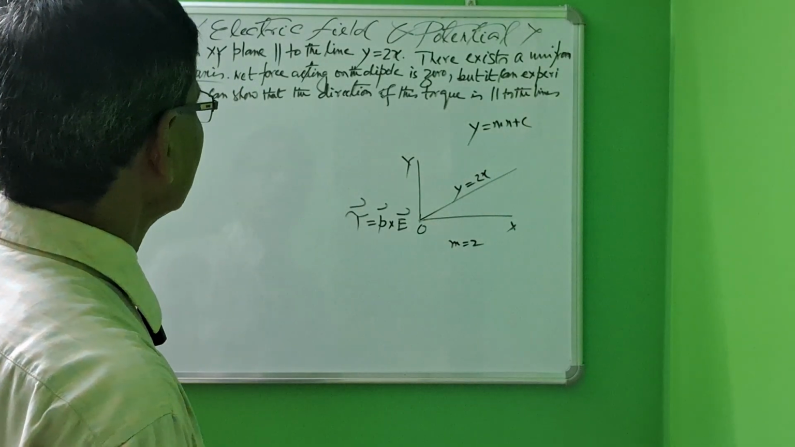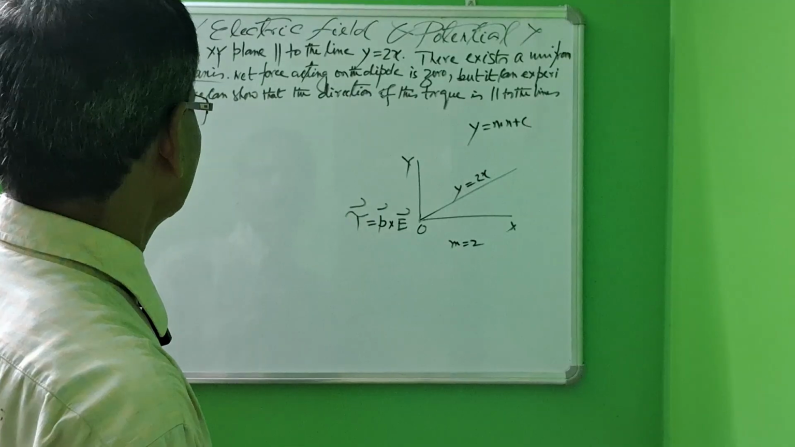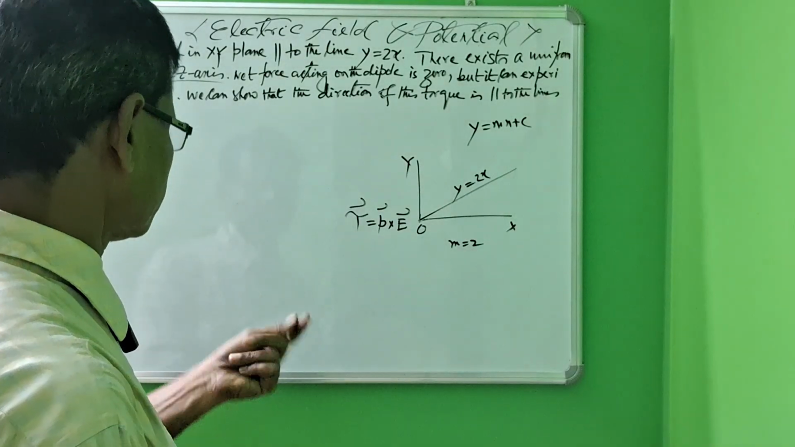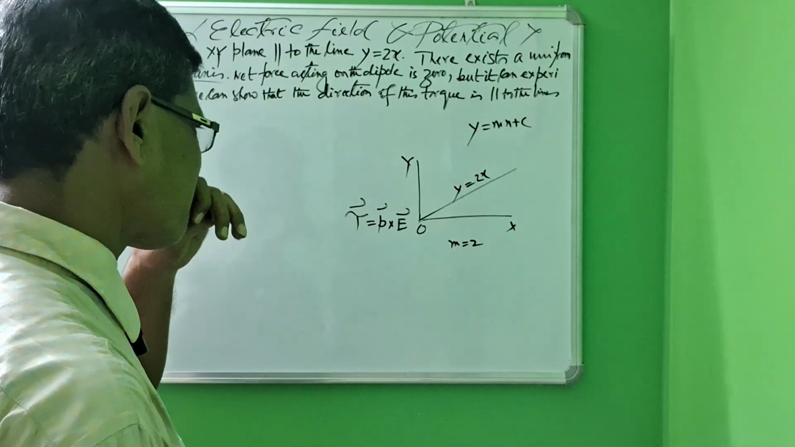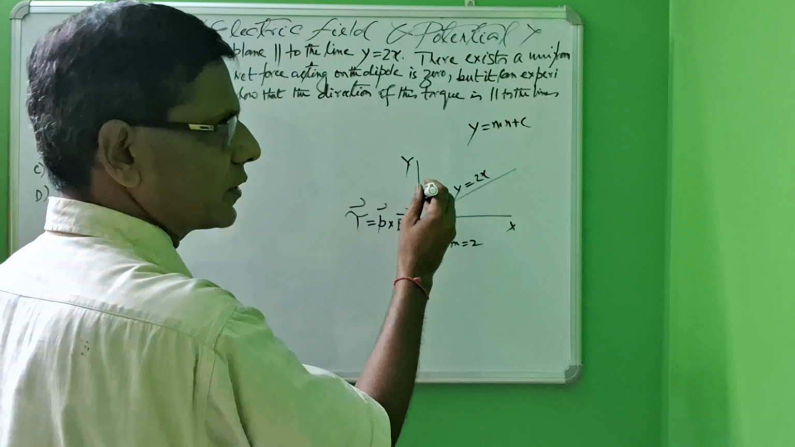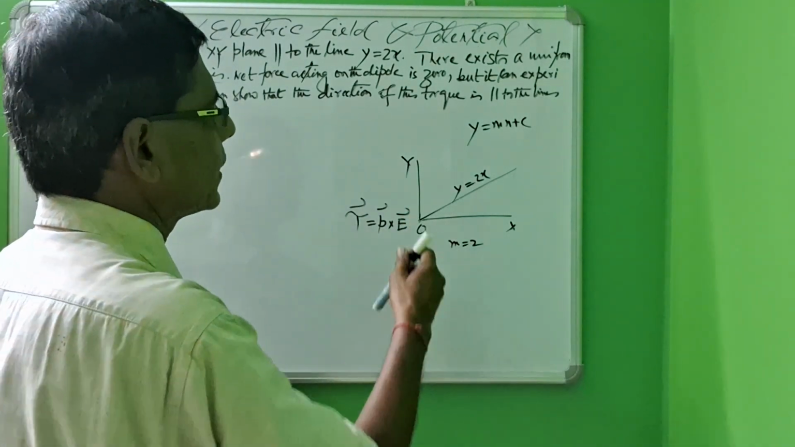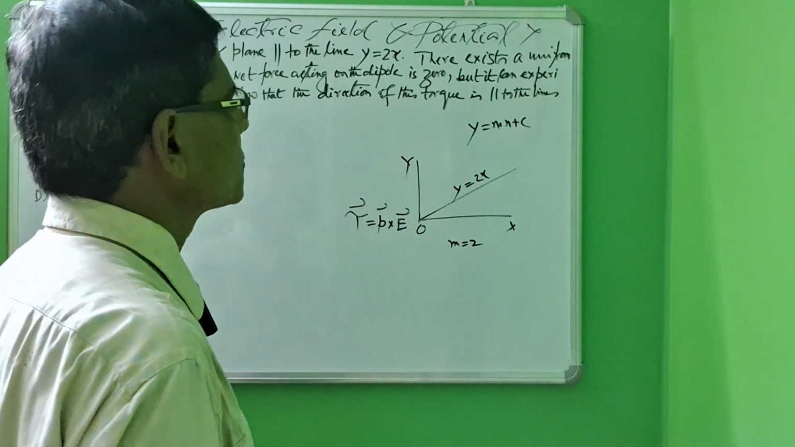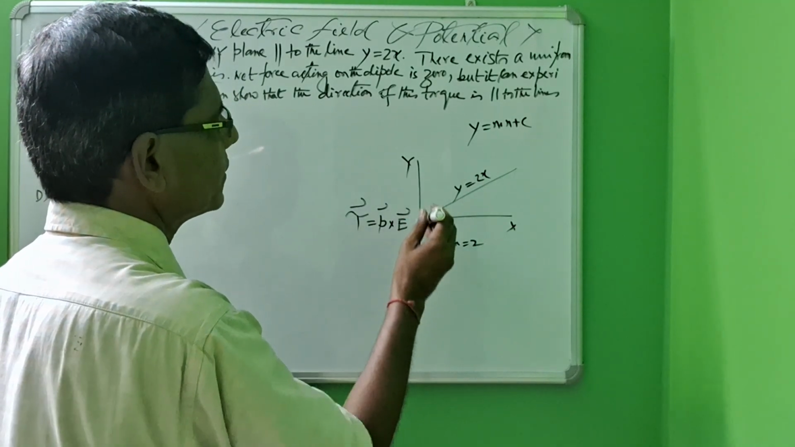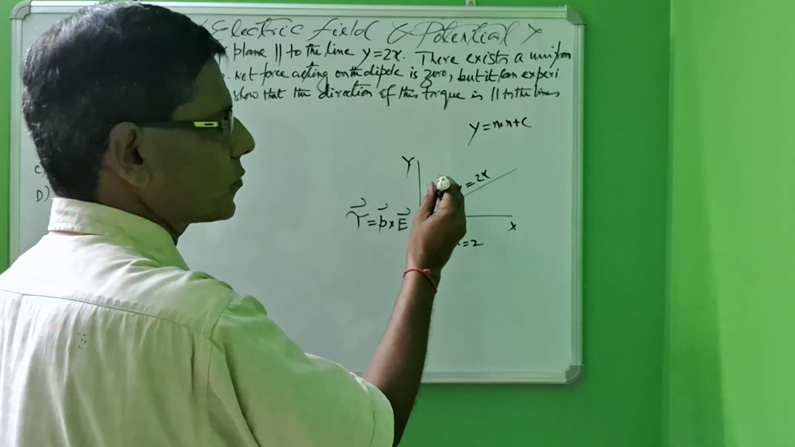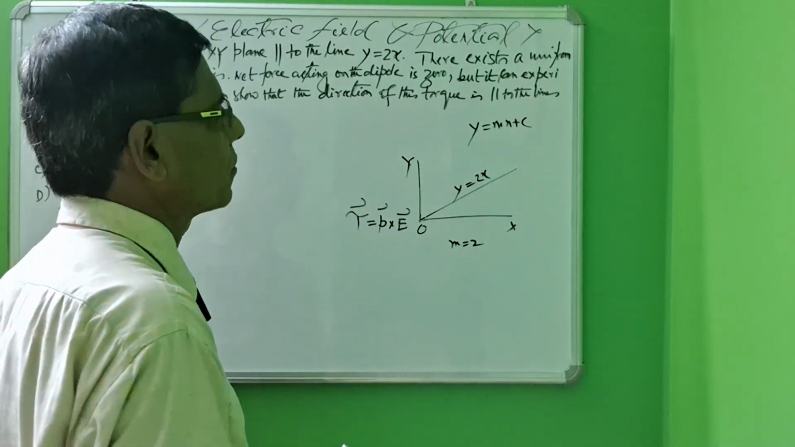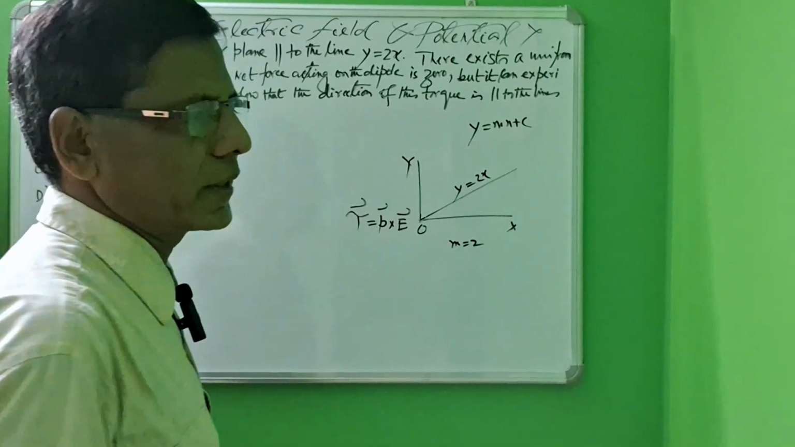Net force acting on the dipole is 0, but it can experience some torque. So this is E and this is P on the xy plane. So P cross E, when you take P in the xy plane, you get torque along the xy plane.